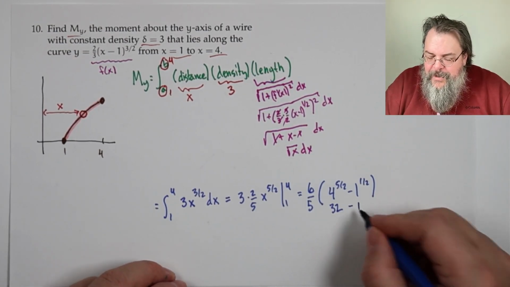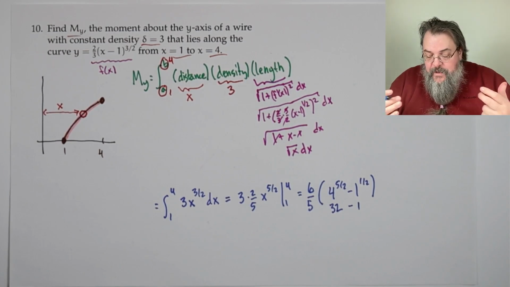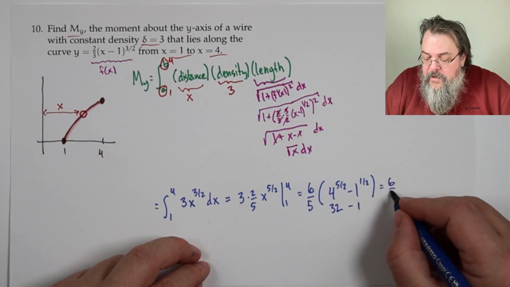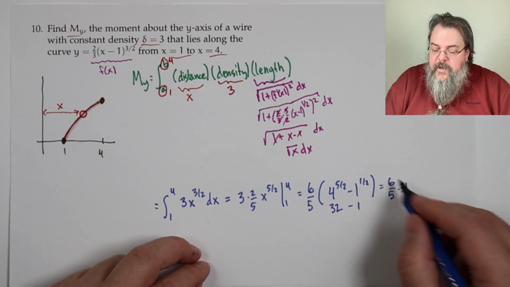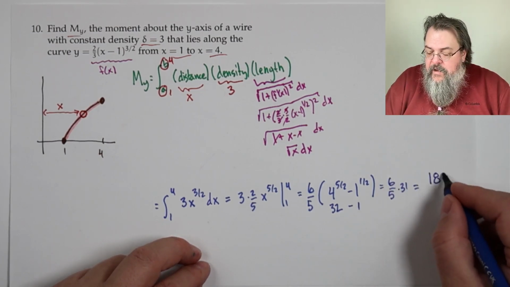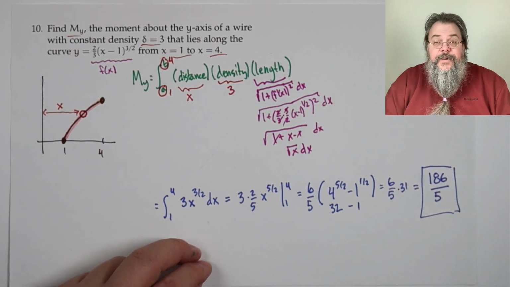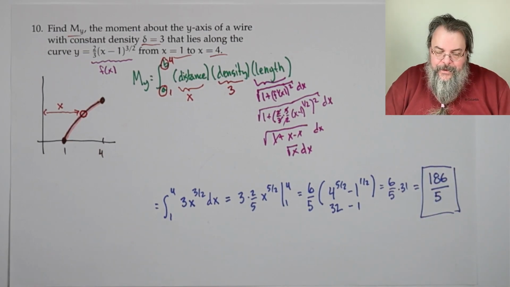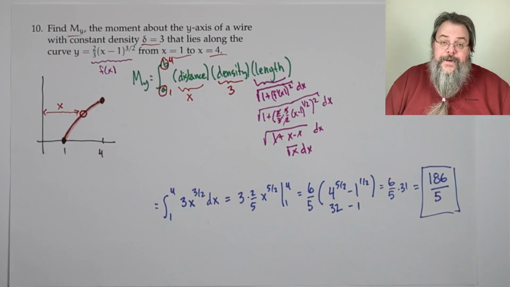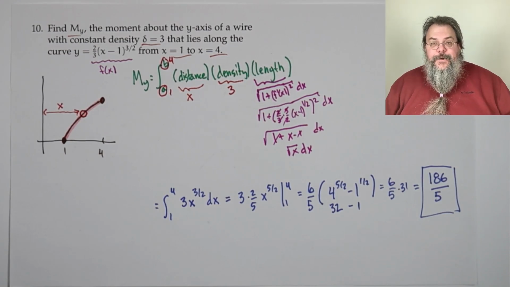32 minus 1 makes 31, which unfortunately isn't a very nice number in terms of breaking up. So it's 6 over 5 times 31. But you can multiply 31 times 6, not too hard. That leaves you with 186 divided by 5. And there we go. We found the moment. The moment around the y-axis of our wire is 186/5.